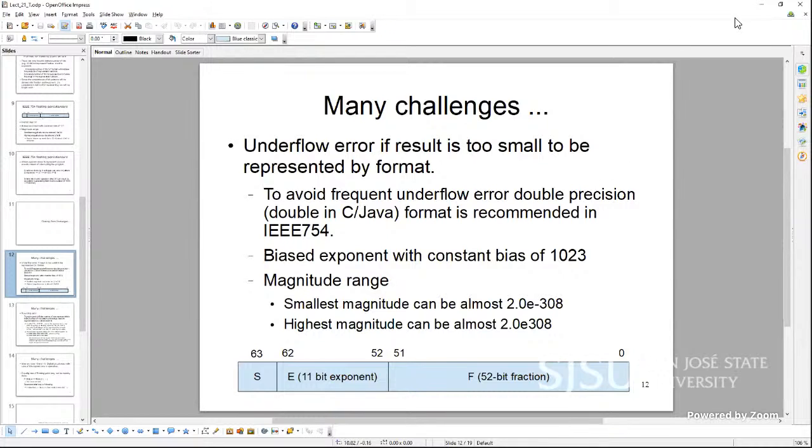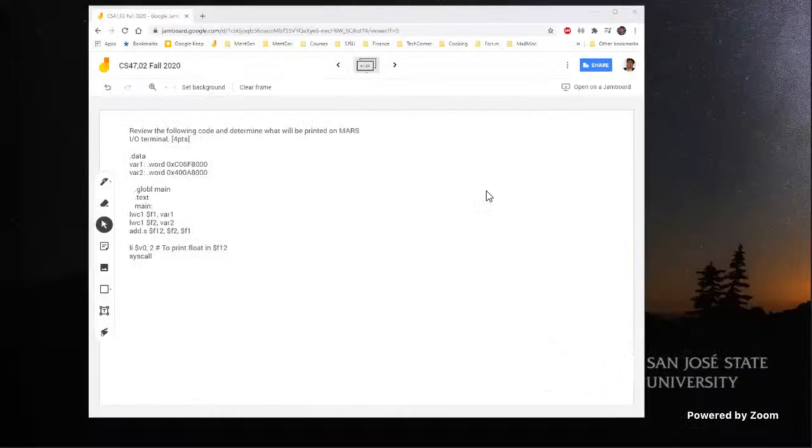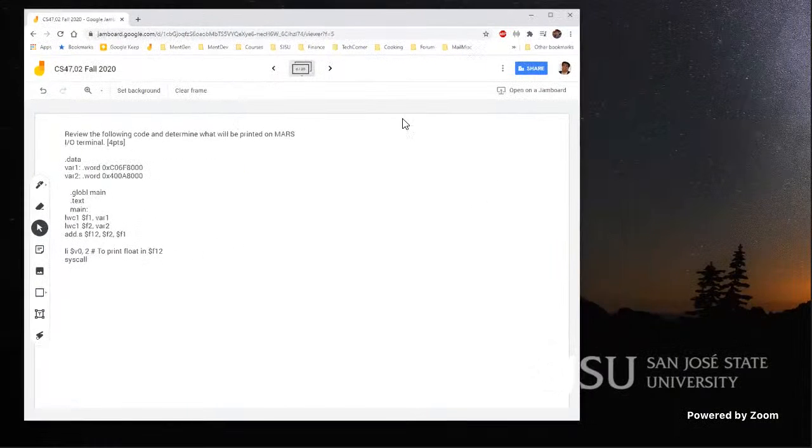All right, now let's do a problem here. Let's say I have a code, and we haven't programmed much with floating point, etc. But here it's very simple.